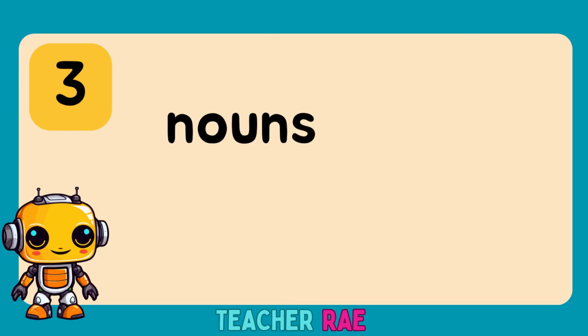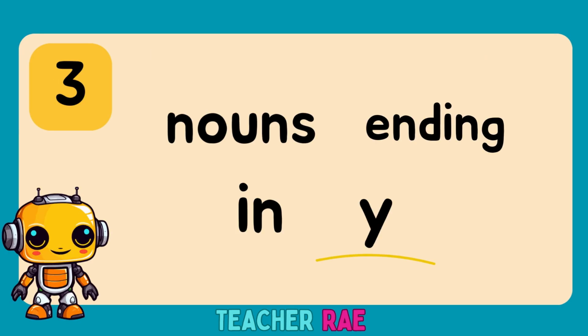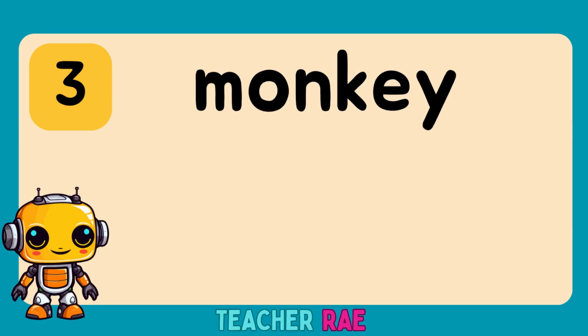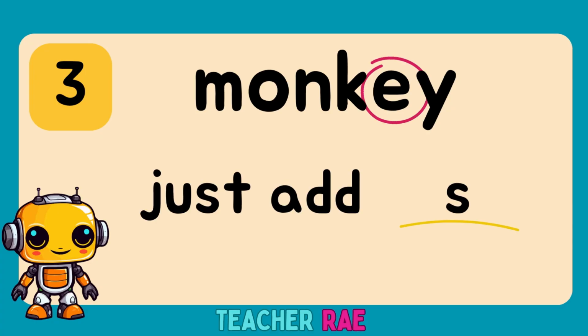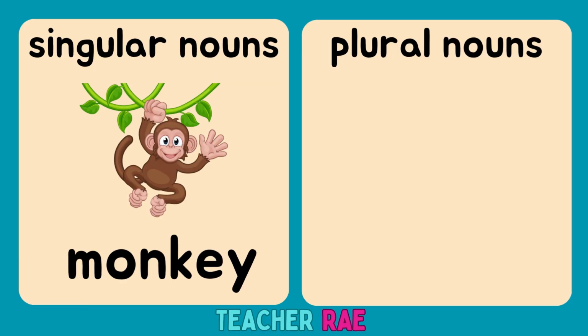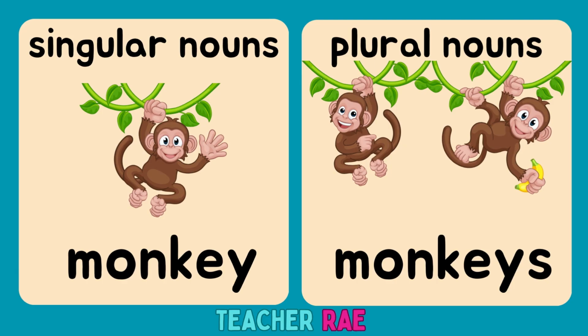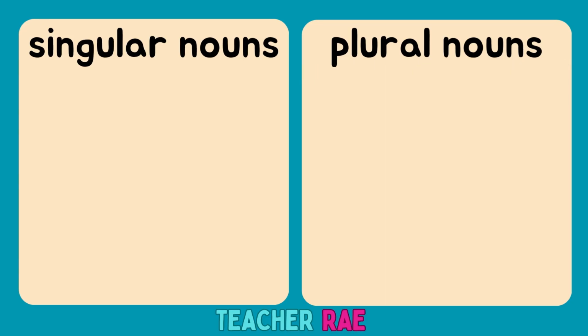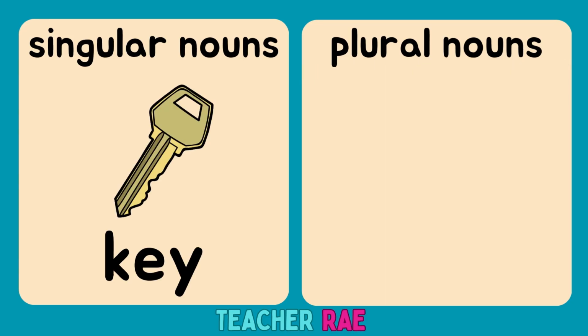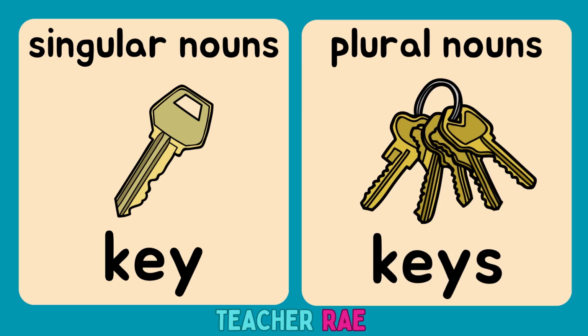Number 3. Nouns ending in Y. For nouns ending in Y with a vowel before it, just add S. For example, monkey becomes monkeys. Key becomes keys.